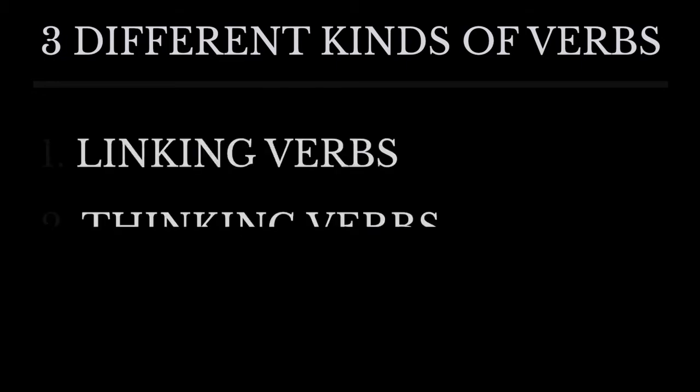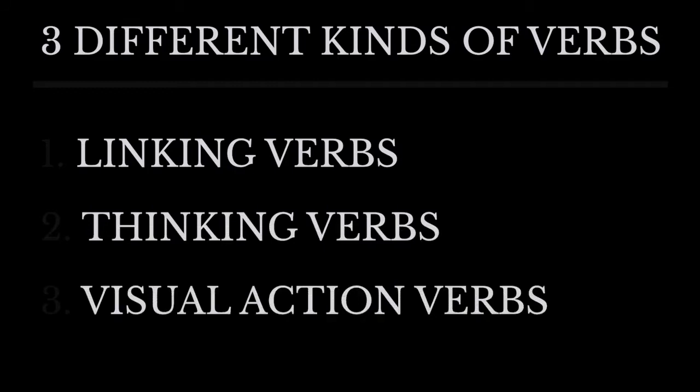So one of the ways to evaluate your own sentence is to go through your sentences and look at the verbs and the kind of verbs that you're using in each sentence. As we talked about this, we broke out our verbs into three different kinds: linking verbs, thinking verbs, and visual action verbs. The first kind of verb, linking verbs, is one that a lot of people use all the time, but writers don't think about very much sometimes.